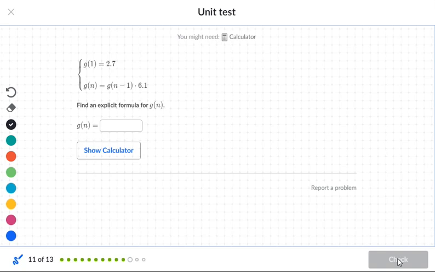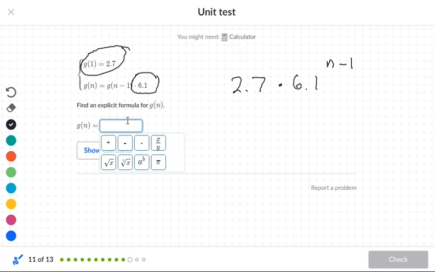Okay, so we have the following formula here. We want to write this recursive into an explicit. So our very first term here is 2.7. So we want to start off with 2.7. Now you see right here, this is what I'm looking at right after the parentheses. What's happening here? Well, we're multiplying. So we're going to times this by 6.1, and then we're going to use the exponent of n minus 1. So that's basically the way our formula is going to set up.